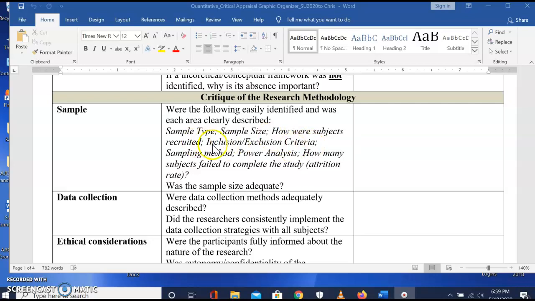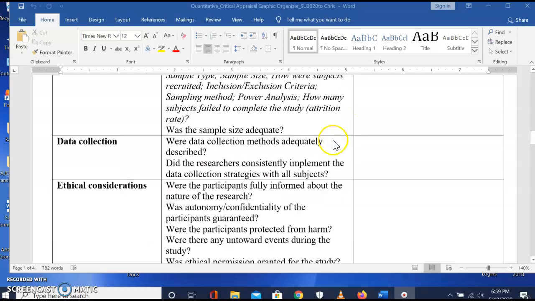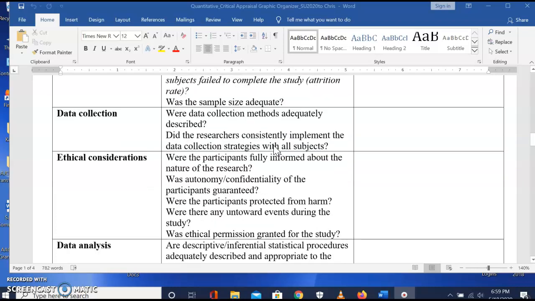How were subjects recruited? How were they included? Based on what inclusion criteria or what excluded them from being participants in the study? The sampling method, the power analysis, which helps you decide on the sample. Moving forward, we want you to identify how did they collect their data? What methods did they use? Did they use a survey? Did they use blood pressure cuffs? Did they use lab values? So how did they collect data?